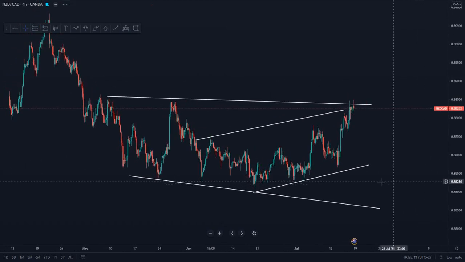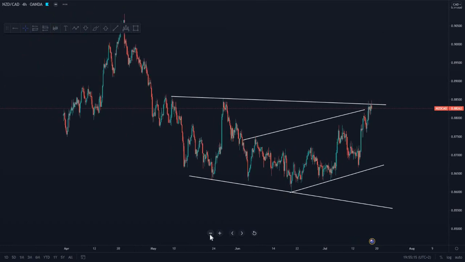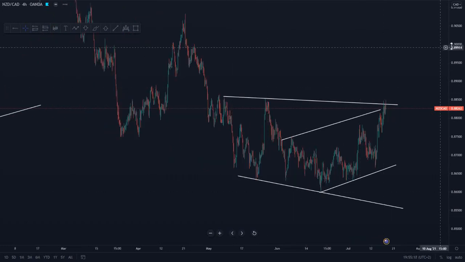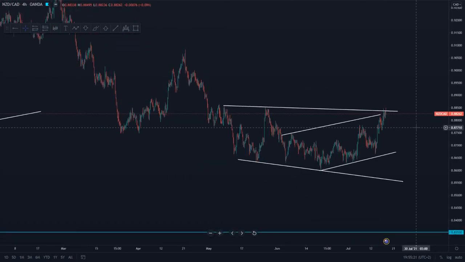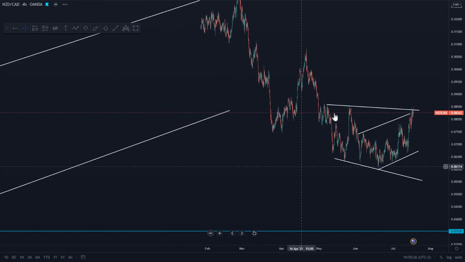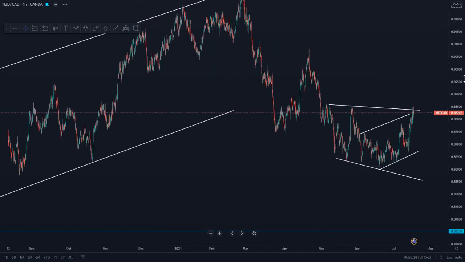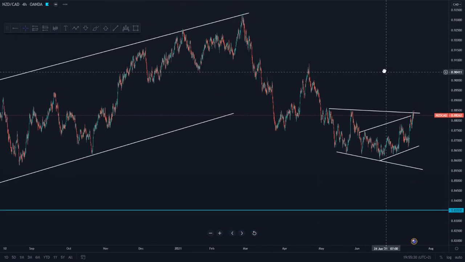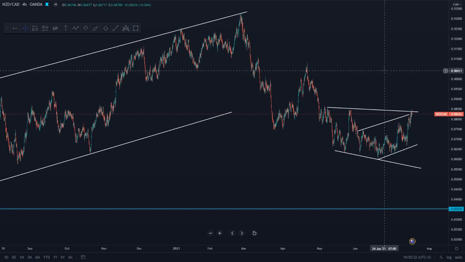So we're back again with Nzdcad. Last week we were looking at Nzdcad. I did a video breaking down Nzdcad from the higher time frame, which is the daily time frame. Now we are on the H4, so I will not be repeating the same thing that I did last week. I will just do an update on this pair.